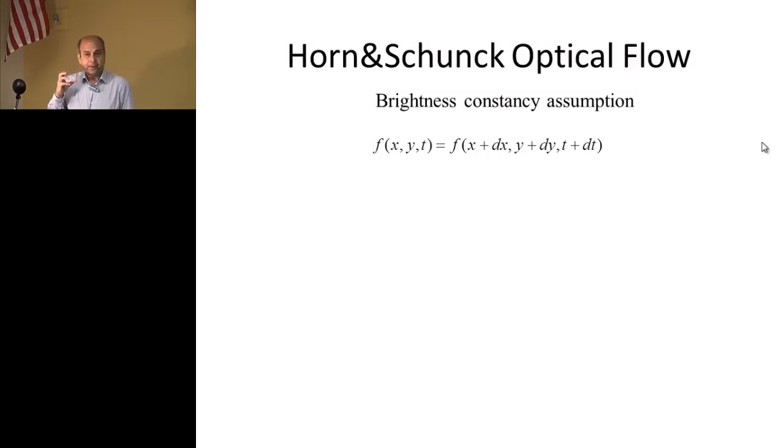Since we have video, we now have a three-dimensional function, f(x, y, t). So far we have been talking about a single image, which is a function of two dimensions, x and y, rows and columns. Now we have rows, columns, and time, the frame number. So they say, well, let's look at two frames: the frame at time t and the frame at time t plus dt. These frames are taken a very short time apart.